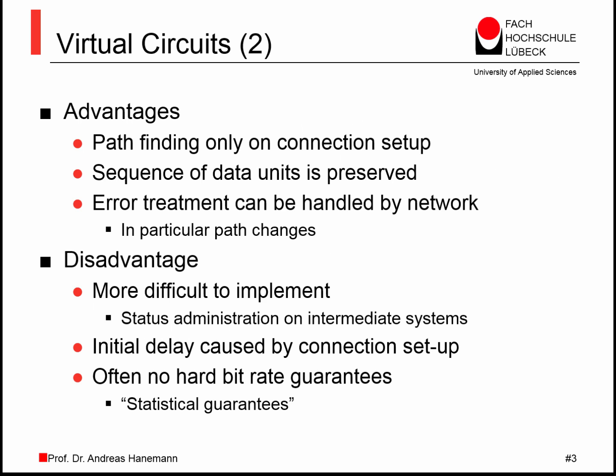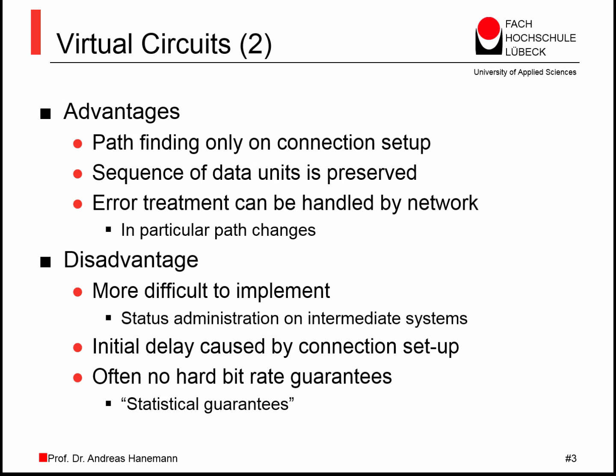Advantages of virtual circuits are that pathfinding is only necessary at the beginning, or not at all if permanent circuits are used. The sequence of data units is preserved. If you consider the origin of these two advantages, then you see that these are related to circuit switching. Since the basic network is packet switched, it is possible to dynamically find another path in the network in case of link or intermediate system failures. This is a packet switching based advantage.